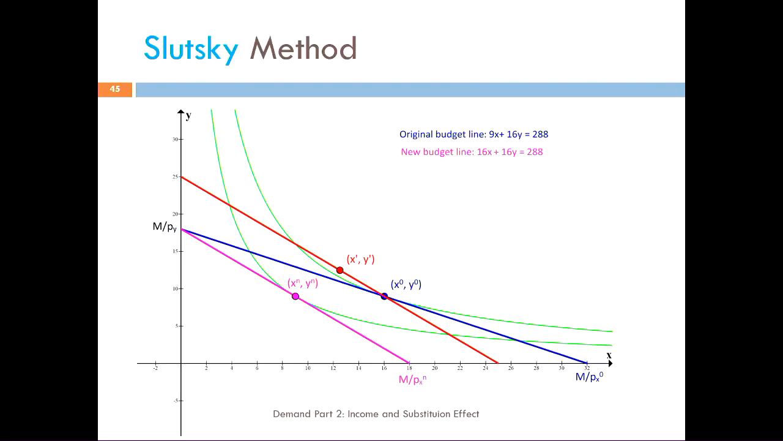So according to the Slutsky definition, it's the same real income, right? On that budget line, you can afford to buy the original bundle, so that's the same real income according to Slutsky. So therefore, the change in demand going from X naught to X prime, that's all substitution effect, right? Just from changing the relative price, as we can see by the change in the slope of the budget line in blue to the budget line in red.